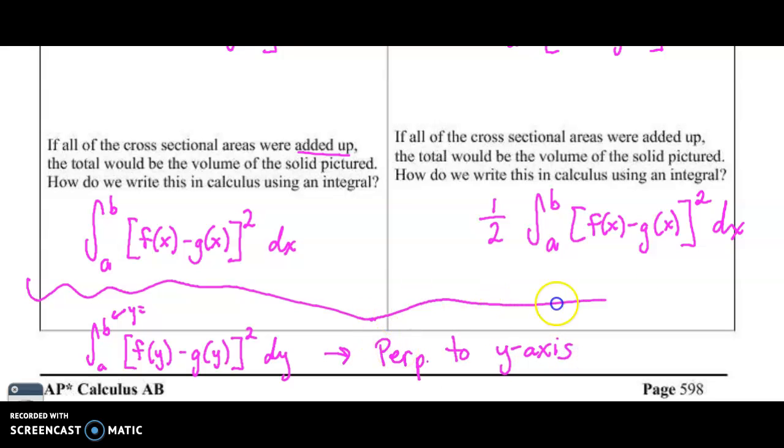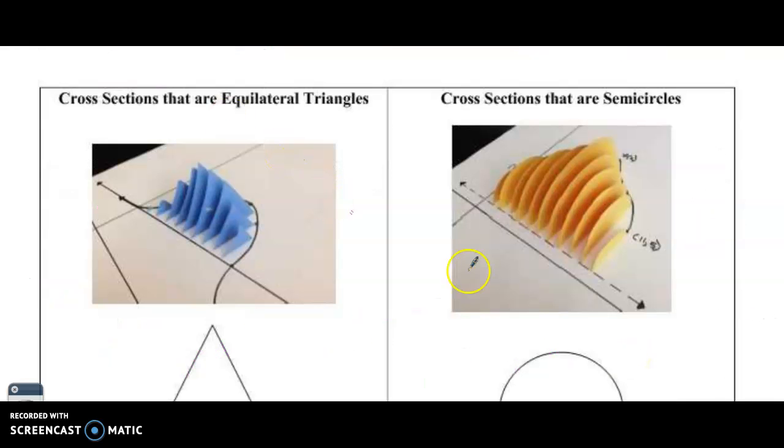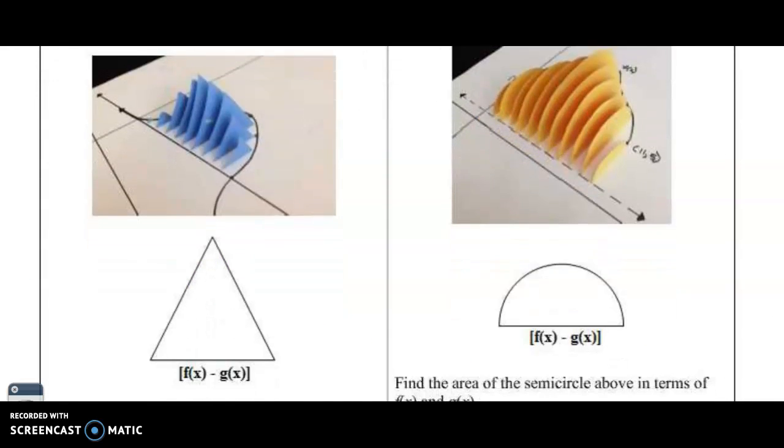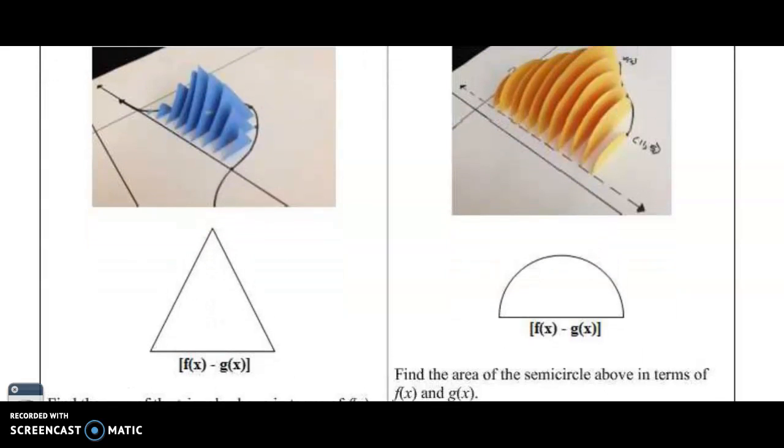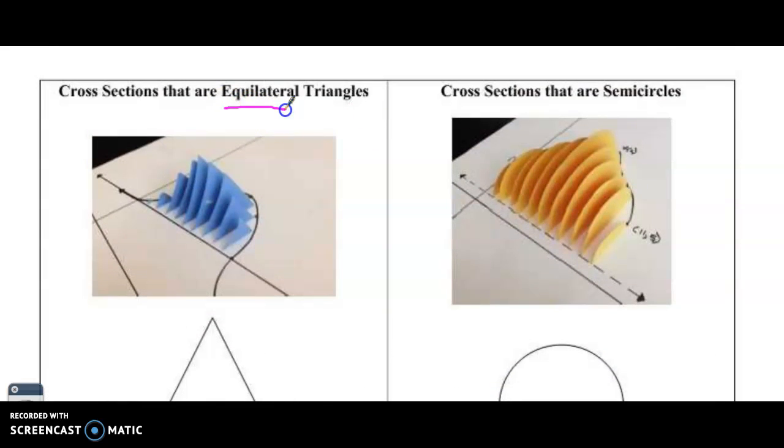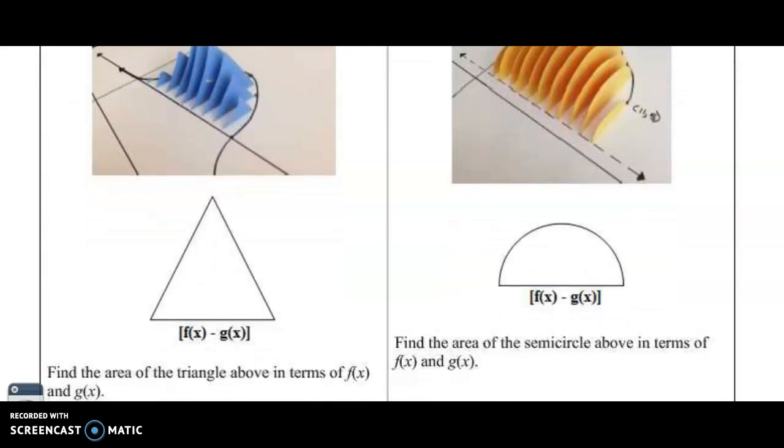Now, I think you guys know me by now, if I can figure something out without memorizing it, then I will. And that's what I'm going to show you on the next one. If I'm told that we have equilateral triangles, and again, notice that these are equilateral triangles made with the x-axis, if I can figure out what the area is, then I will do that on the test. I will not memorize this stuff.